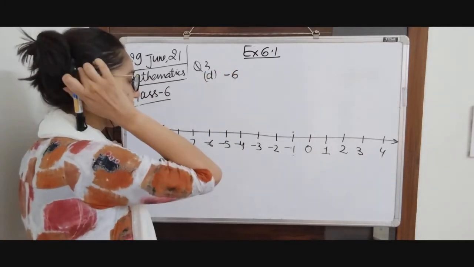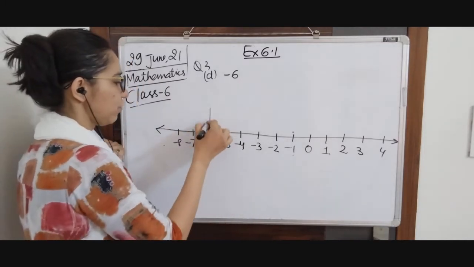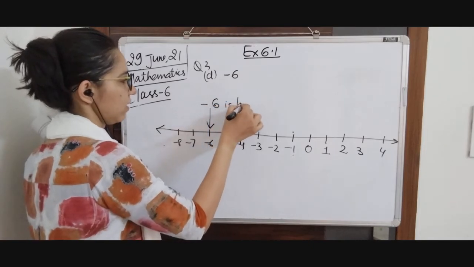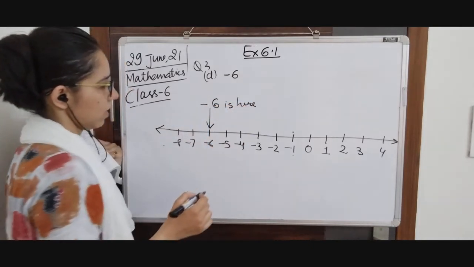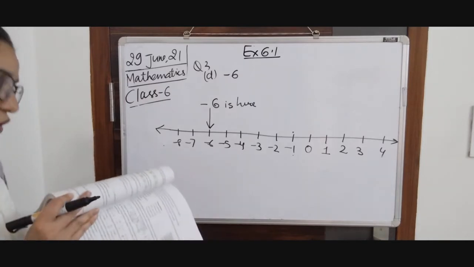Draw a number line, mark equal divisions, number those divisions, and then find out where -6 is. -6 is here, and you will represent it like this. Next is question number 4.